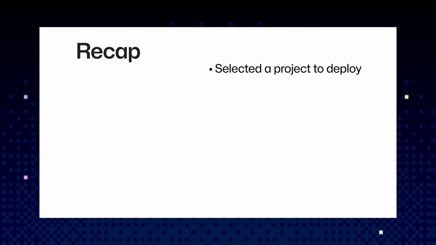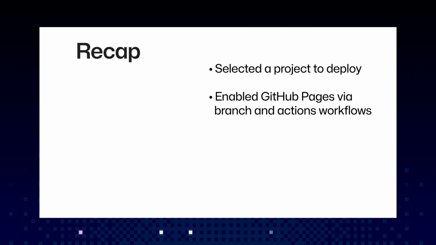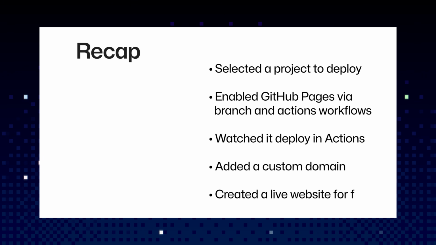Now let's recap what we just did here. We selected a project to deploy, enabled GitHub Pages in Settings via Branch and Actions workflow, watched it deploy in Actions, added a custom domain, and now you have a live website for free.